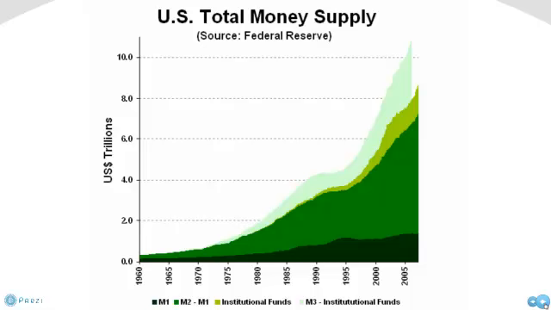The narrowest measure, M1, is restricted to the most liquid forms of money. It consists of currency in the hands of the public, travelers' checks, demand deposits, and other deposits against which checks can be written. M2 includes M1 plus savings accounts, time deposits of under $100,000, and balances in retail money market mutual funds. M3, a still broader measure, covers items that many regard as close substitutes for money.